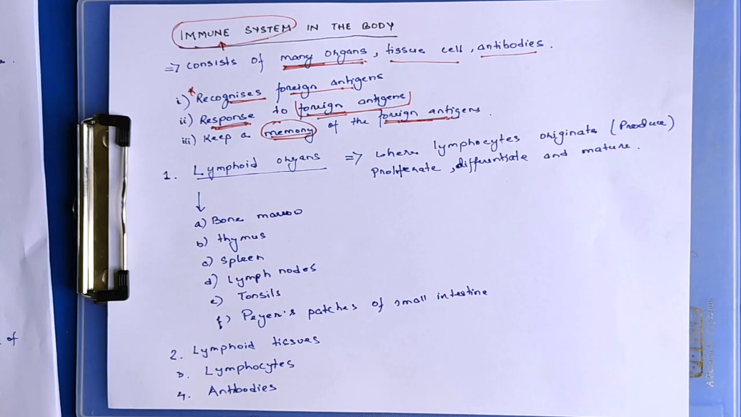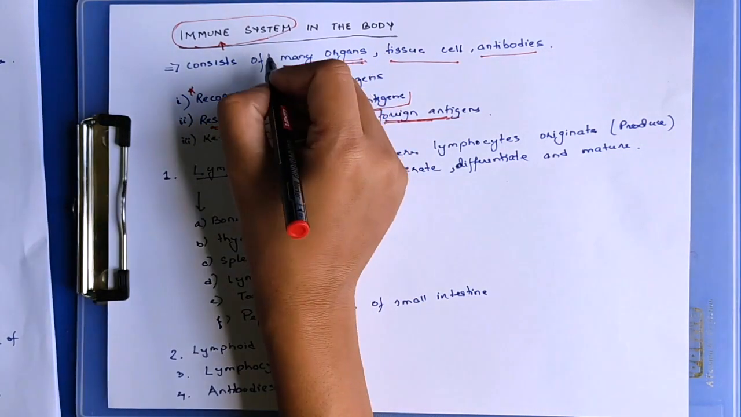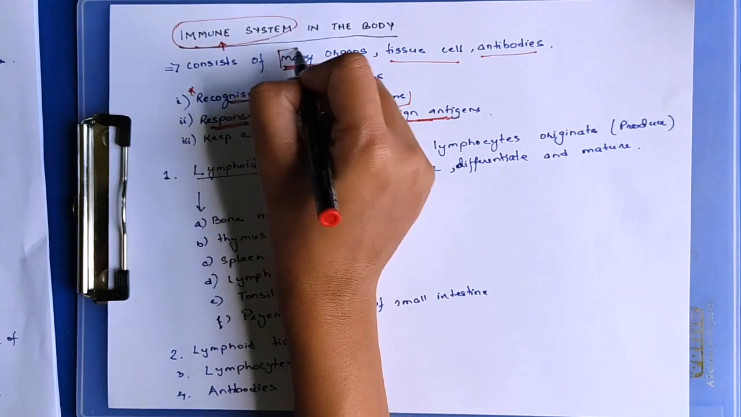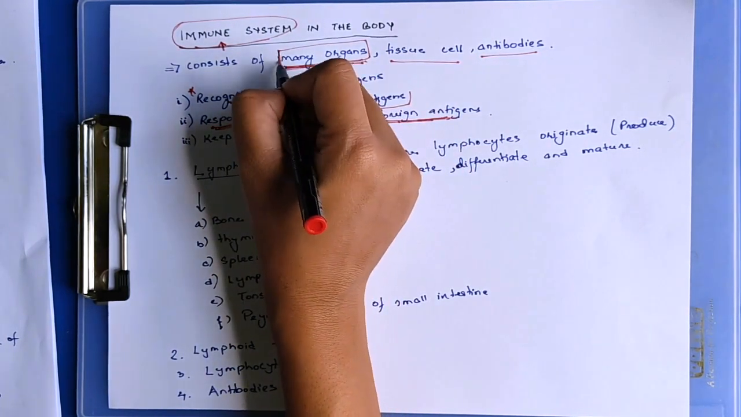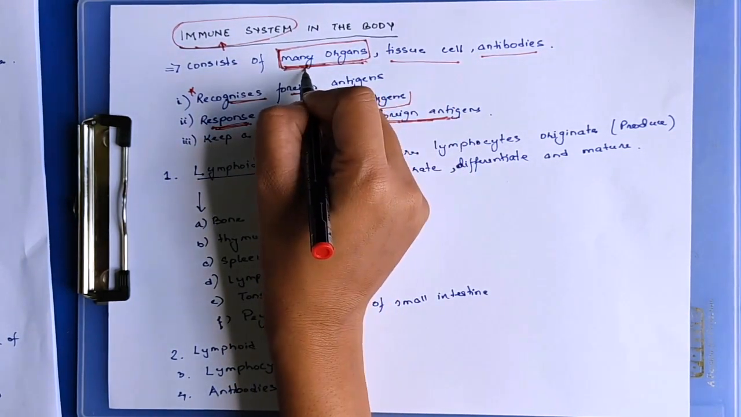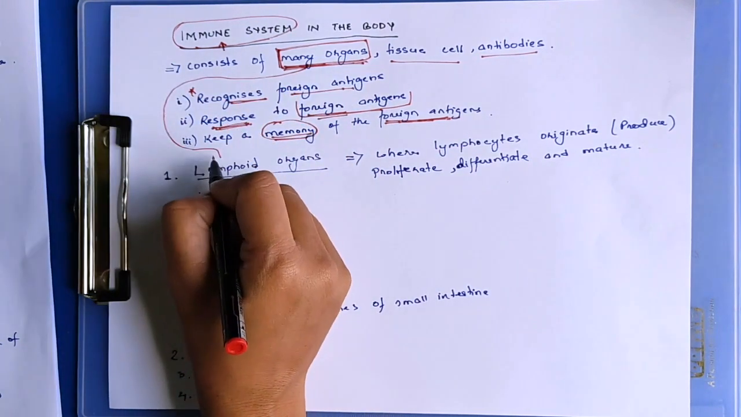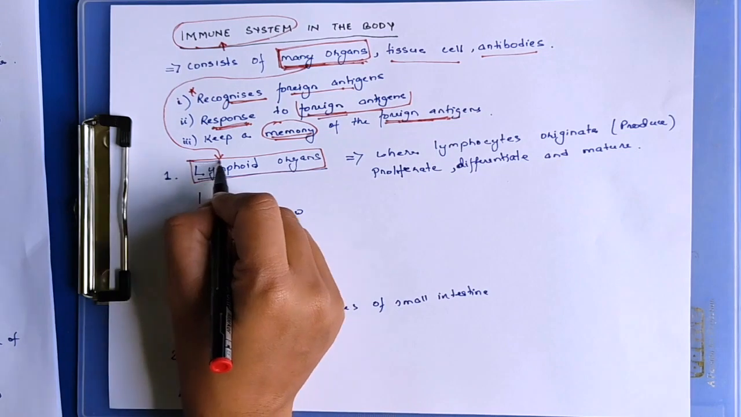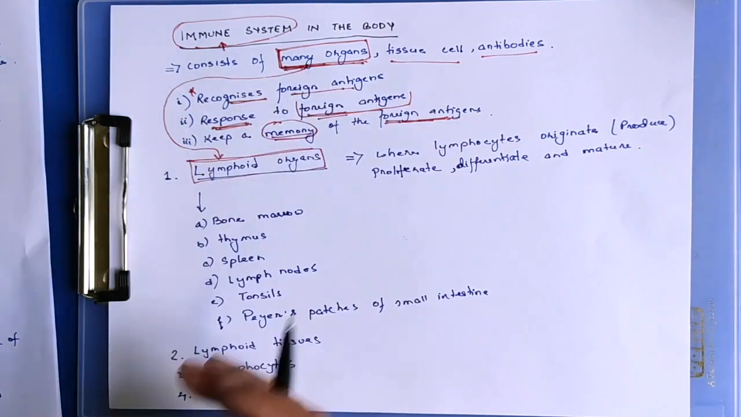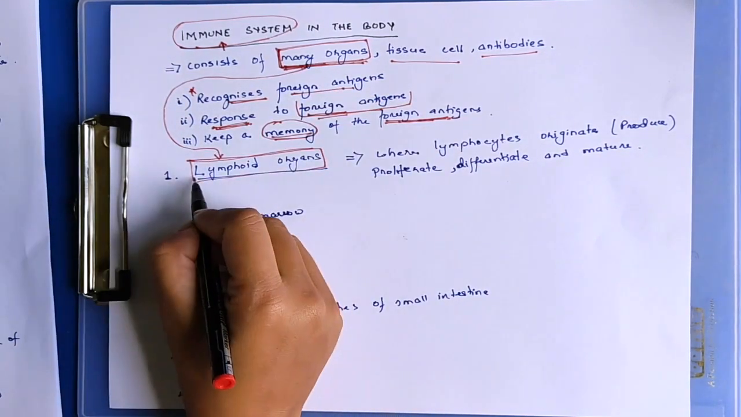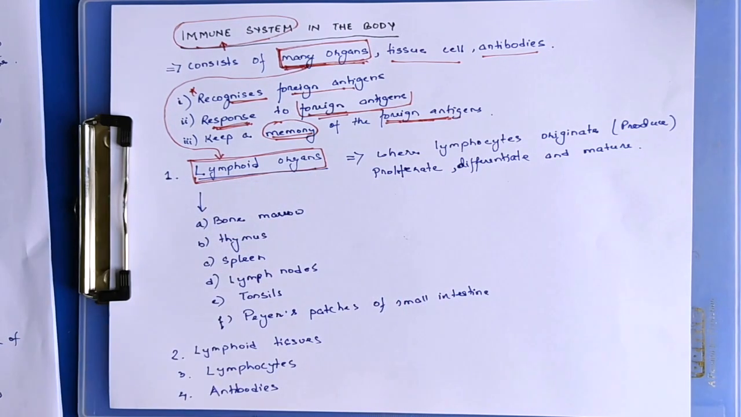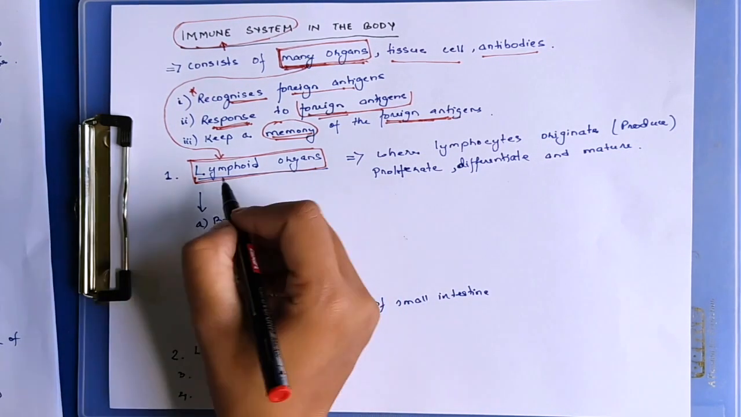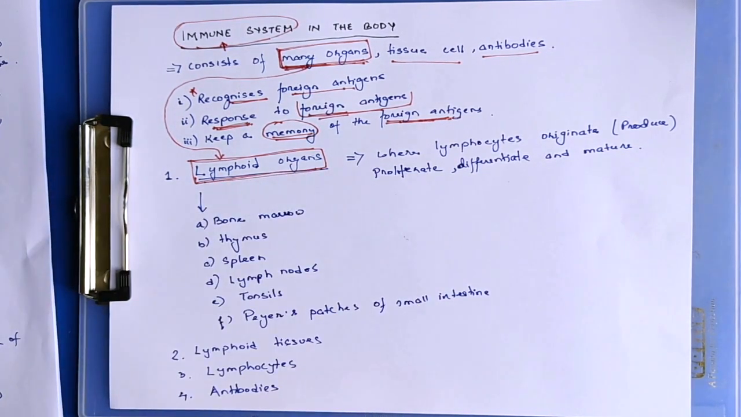The immune system consists of many organs, which can be categorized under lymphoid organs. How will you define lymphoid organs?